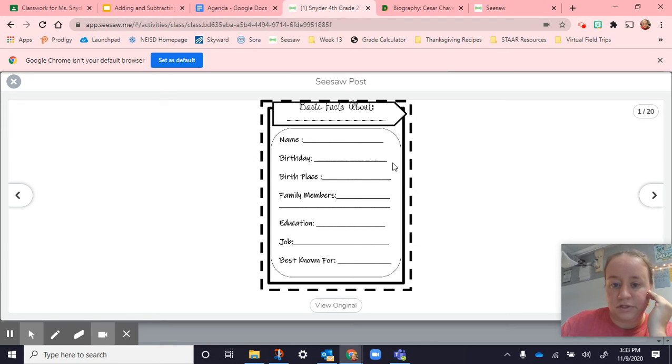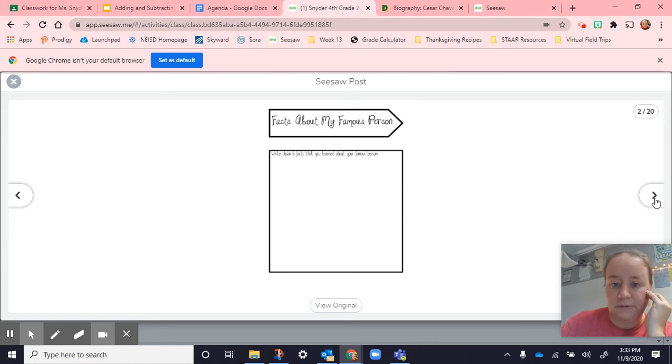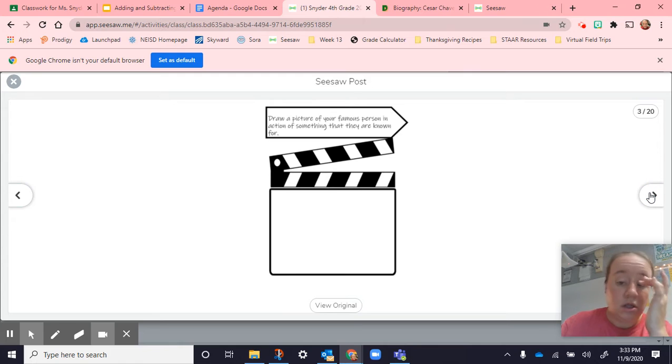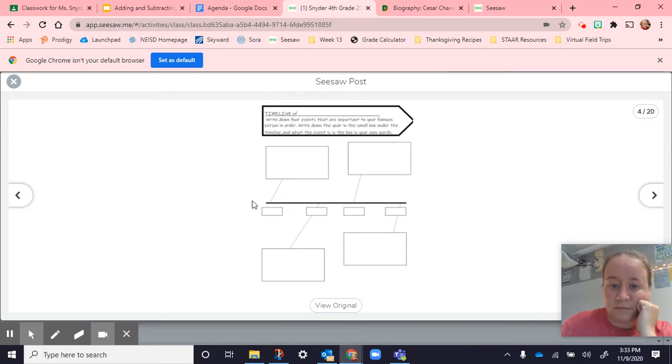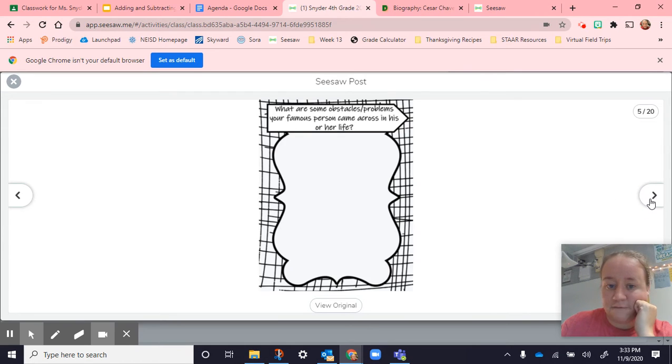So you're going to talk about your person. So basic facts about your person, more facts, write down facts that you learned about your famous person that may not be included in that first page. You could draw a picture of your famous person, or you can find one and add it in. A timeline of important events throughout their life, obstacles and problems.